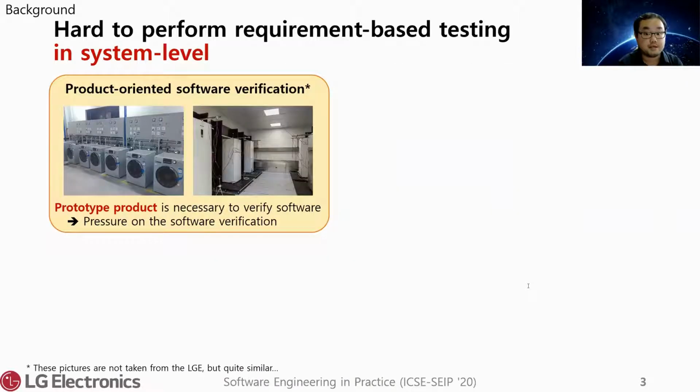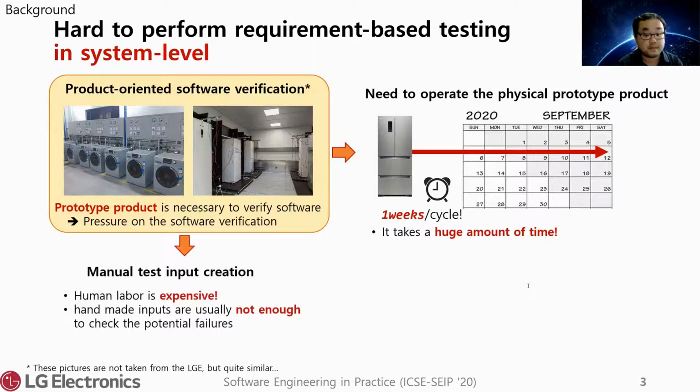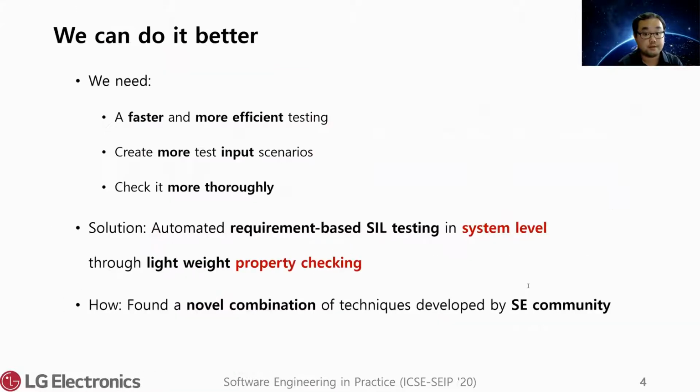But this testing used to be hard because of its tight coupling to the hardware. First, we need to operate the physical machine for software verification. It used to take a huge amount of time, as long as weeks, for testing a single cycle of the refrigerator. Second, test inputs had to be constructed manually, which is expensive. And third, our testers need to watch the entire test process and check the result manually, which is error-prone.